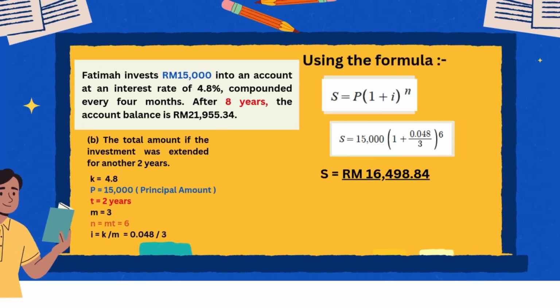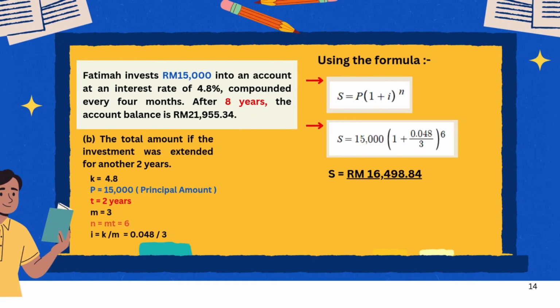On to the next question. For question B, find the total amount if the investment was extended for another 2 years. So we need to calculate the total amount if the investment was extended to 10 years. We need to use the same formula. The formula is S equal to P bracket 1 plus I bracket to the power of n.